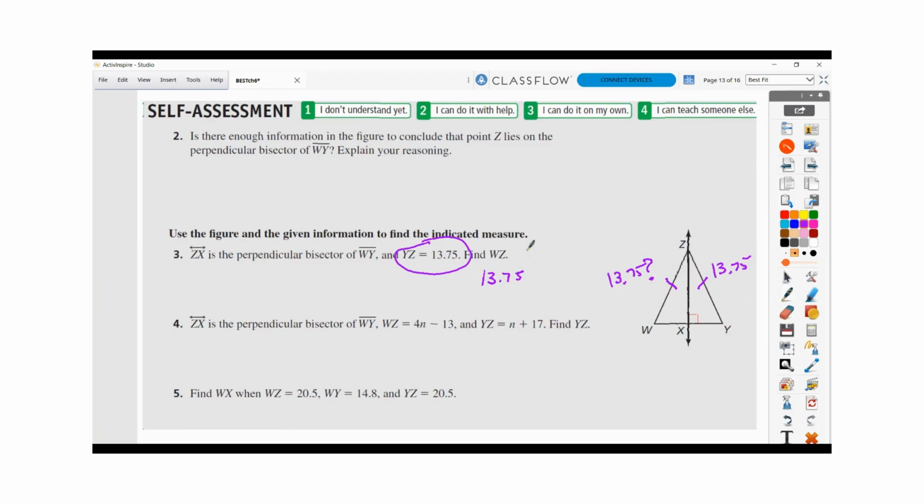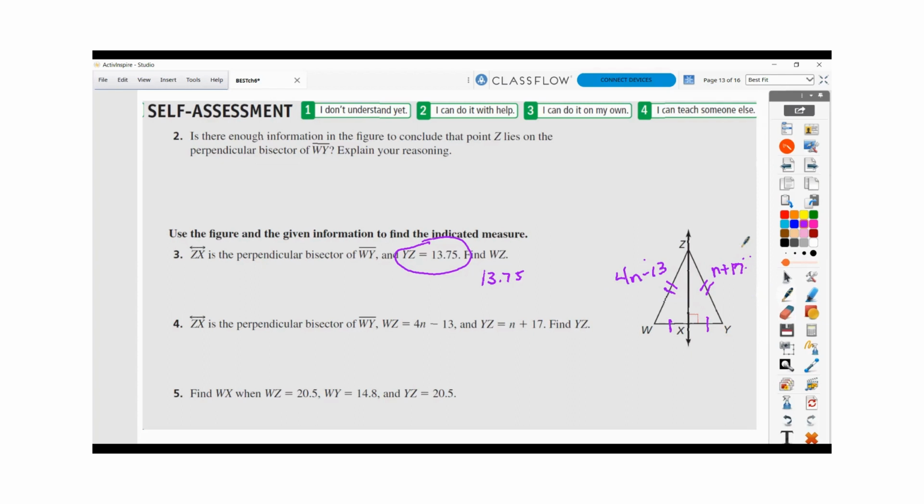Okay, so now we're going to go on to number 4. Same concept. We're going to erase all this and start from scratch. We do know that XZ is the perpendicular bisector as mentioned earlier. Z is going to be equidistant from the endpoints. And now they're telling us that the distance from W to Z is 4n minus 13, and the distance from Y to Z is n plus 17. And they want us to find the distance from Y to Z.